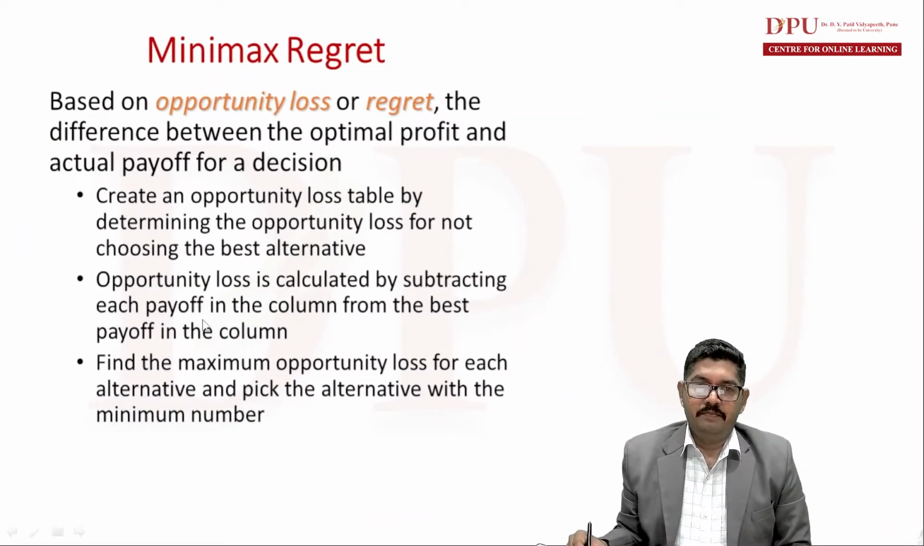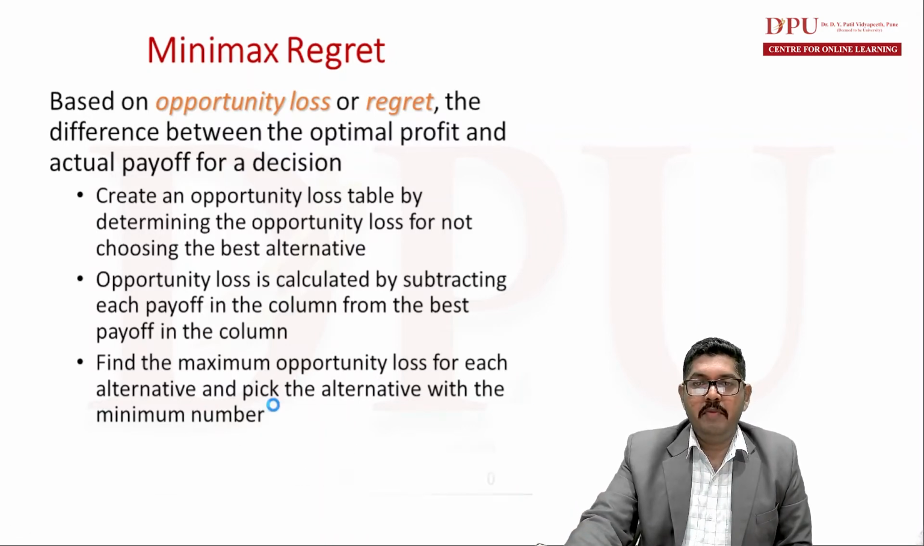Then minimax regret. It is based upon the opportunity loss or regret, the difference between the optimal profit and the actual payoff for a decision. In this, we have to create an opportunity loss table by determining the opportunity loss for not choosing the best alternative. Whenever we choose some alternative other than the best alternative, there will be some opportunity cost, and that we consider in minimax regret. Opportunity loss is calculated by subtracting each payoff in the column from the best payoff in the column. Find the maximum opportunity loss for each alternative and pick the alternative with the minimum number. That is what we are going to do in minimax regret.